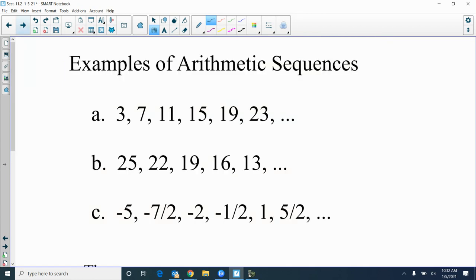All right, these are all arithmetic sequences. In 3, 7, 11, 15, 19, and 23. Anything that goes up by an equal amount or anything that goes down by an equal amount. So the second one goes down by 3. What about the third one? What does it increase by each time? It does increase by the same value. Aaron?